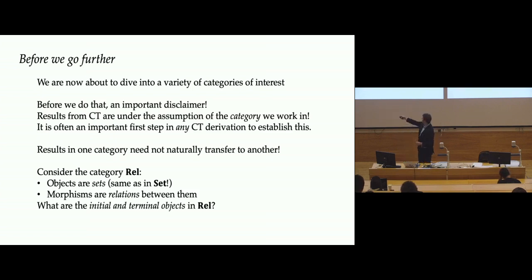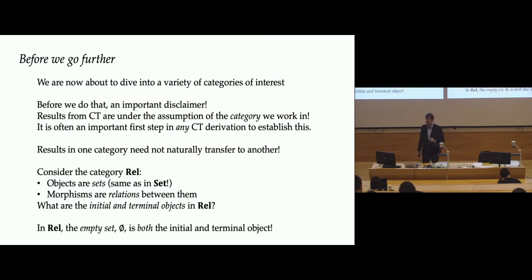Here is a very simple example: the category Rel of relations. So the objects of Rel are the same as objects of Set. They are the sets. But morphisms are now not functions, but relations. Can anybody tell me what would be the initial and terminal objects if my morphisms are now relations? So which sets have exactly one relation coming into them and one relation coming out of them? Yes? Exactly. So you can convince yourself that inside the category of relations, both the initial and the terminal object is the same, the empty set. There is exactly one relation coming into the empty set. There is exactly one relation coming out of the empty set.